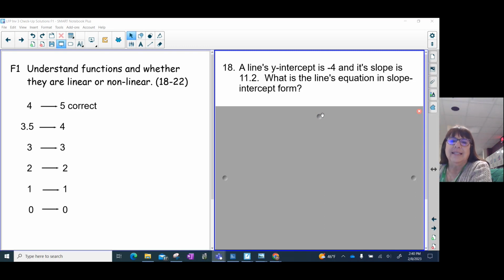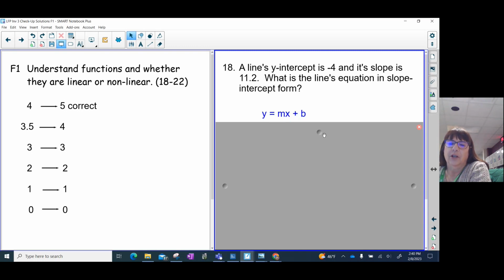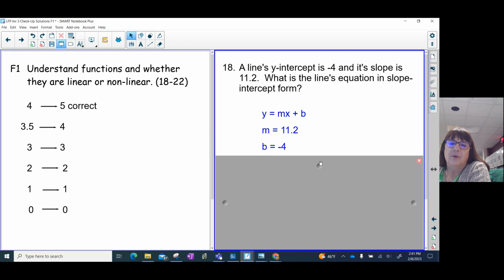So the first one, number 18, a line's y-intercept is at -4. Its slope is 11.2. What's the line's equation in slope-intercept form? So first, we're going to look at the format that it should be in, y equals mx plus b. Remember, your m is your slope, your b is your y-intercept. They literally tell you that the slope is 11.2, so that's my m. They also tell me that my y-intercept, or my b, is -4.